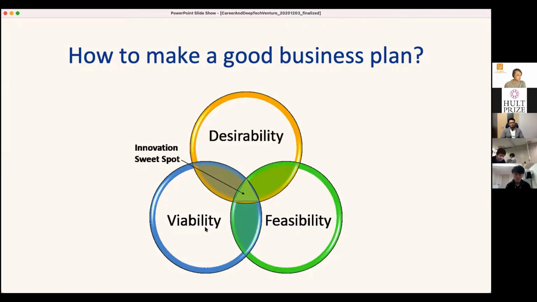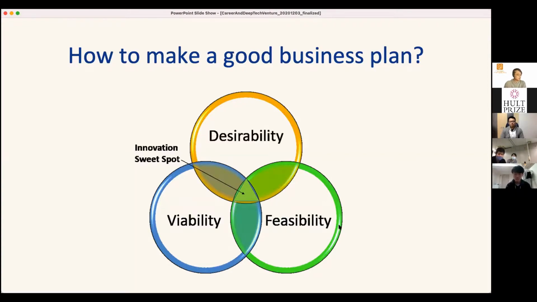And the viability is an economic viability. So if you make something with $10 and sell it with $1, you will have a $9 deficit. So it doesn't make sense. So you have to have the profit. So your revenue needs to exceed your cost to make it. So it's just a simple thing.